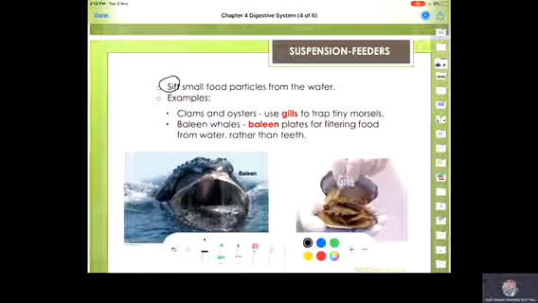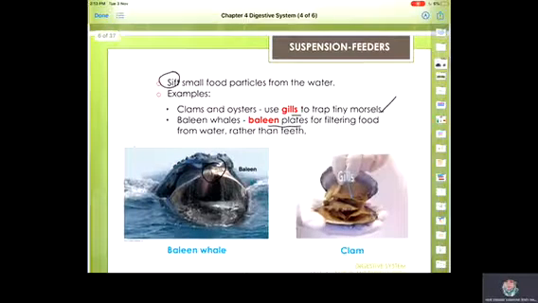For example, we have clams and oysters. They use gills to trap the tiny morsels. Morsel refers to the small particles of food. And for baleen whales, they have baleen plates. Okay, so these baleen plates are used to filter the food from the water rather than using their teeth.